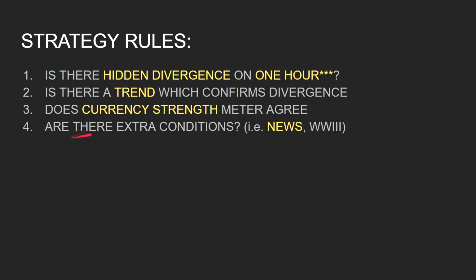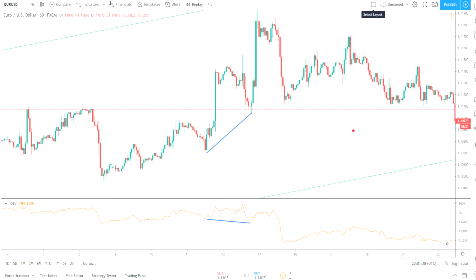Okay, and the last one is extra conditions like news and World War III, right? You have things with Iran and non-farm payrolls. You have to keep up with those kinds of things, because you don't know if it's going to spike up or down, and you really want to avoid those situations because there's a lot of slippage and bad things that can happen. Stop loss can get triggered, and guess what? You just lost money. So, time for some real-time examples.